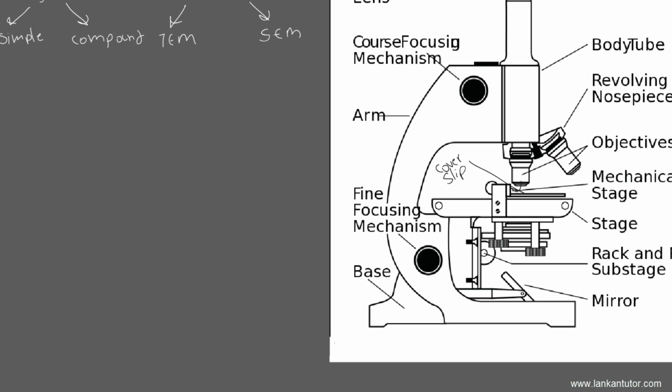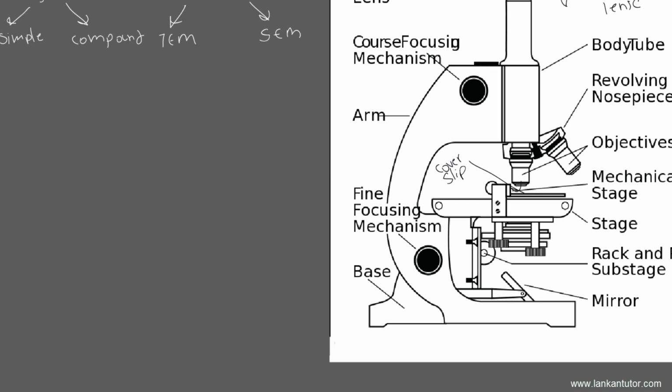Now, you need to remember that all these lenses are convex lenses. They're not concave lenses. Convex means that the lens has a surface which is curved outwards. So the final thing you need to learn about the light microscope is how you actually study a specimen. It's really simple. There are like 5 or 6 steps.